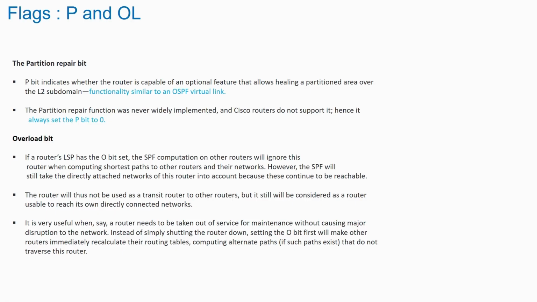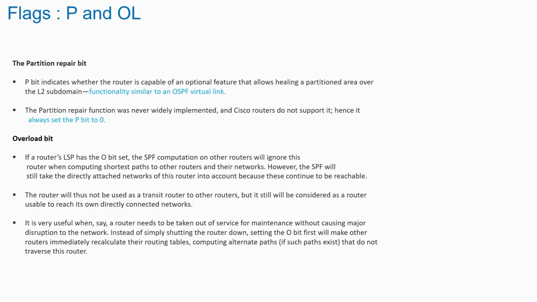So this functionality is similar to an OSPF virtual link. The partition repair function was never widely implemented, and Cisco routers do not support it. Hence, it is always set to 0. Now, let's talk about the overload bit.